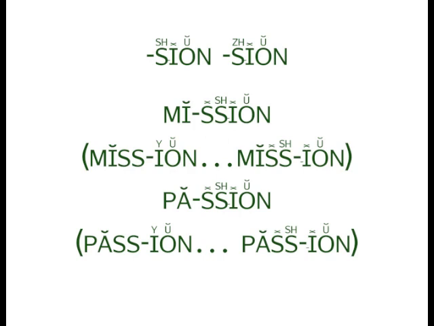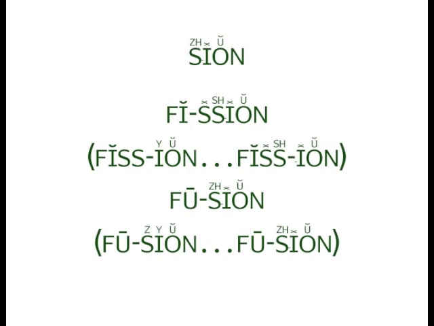Next, we'll look at what happens if you have a single S. Here we compare double S on top, which works the same way, shun, and a single S, where you have the S having its Z sound. You say it real quick and you get zhun. So on top you have vision, and on the bottom you have fusion, with a zh sound because of the Z sound of the S.